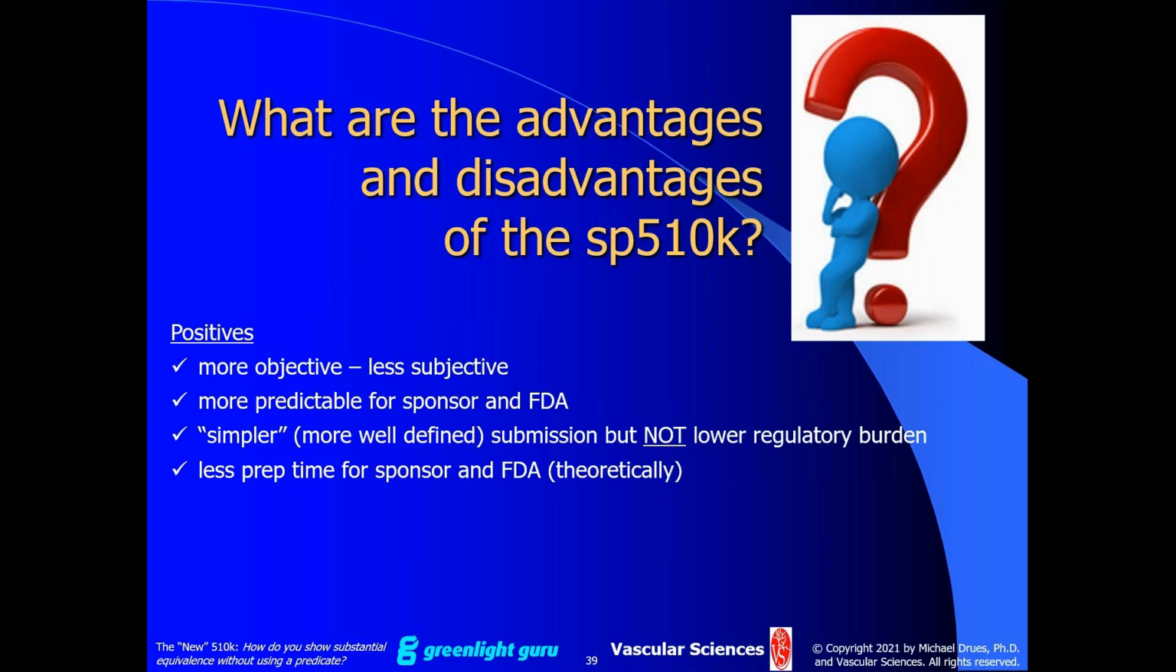And I'll show you an example of that in just a moment, as opposed to making a more subjective, more touchy-feely determination. As a result, it should be more predictable for both the sponsor as well as the FDA. I would argue that that's a good thing, so that we all know going into the game exactly what we need to do. But this is also why I advocate having a pre-sub, to make sure that everybody knows what we need to do and everybody agrees that this is what we need to do. Overall, it should be a simpler or a more well-defined submission, but, and this is an important point, not necessarily a lower regulatory burden.